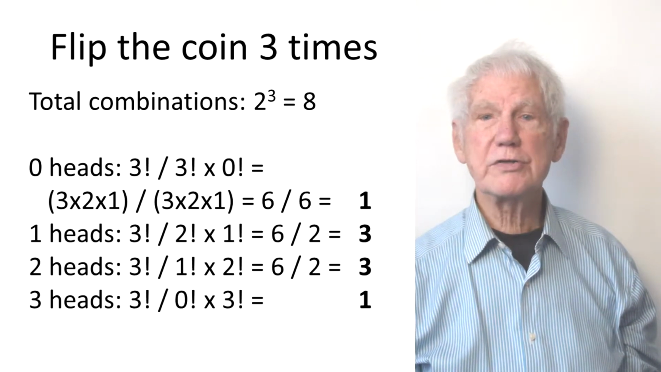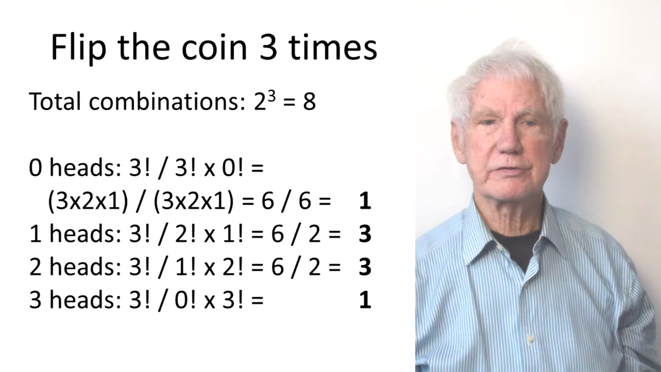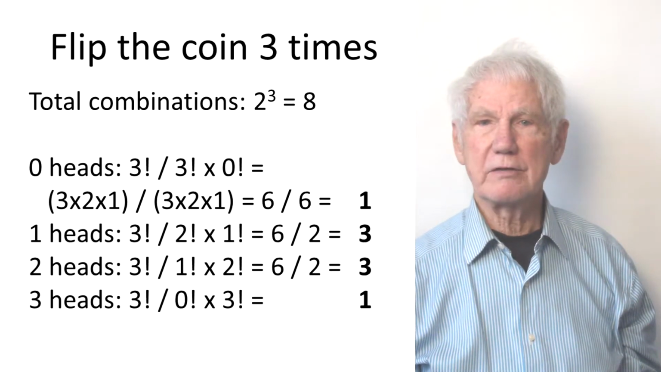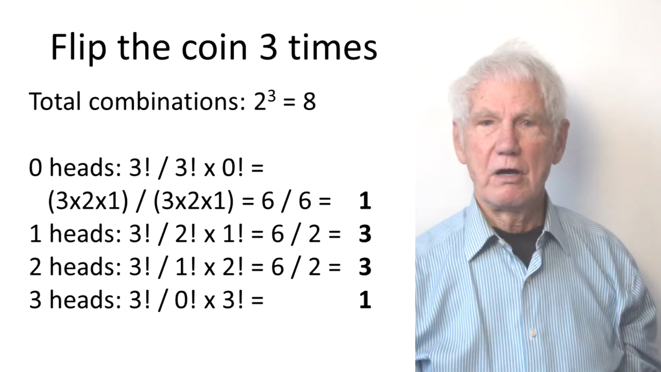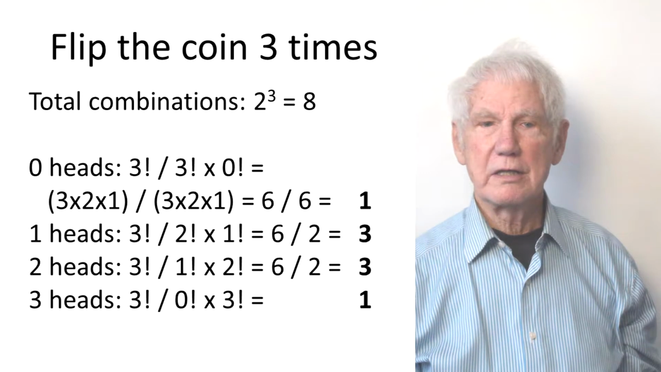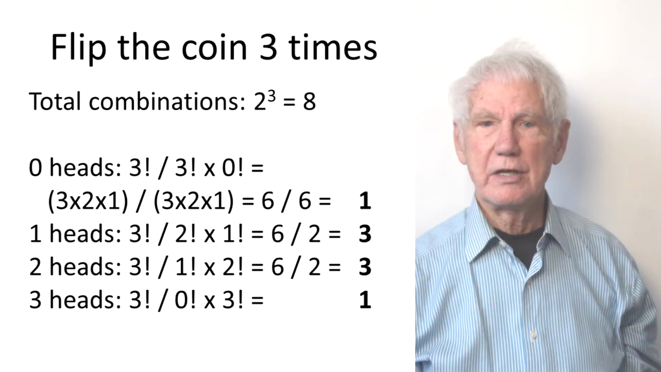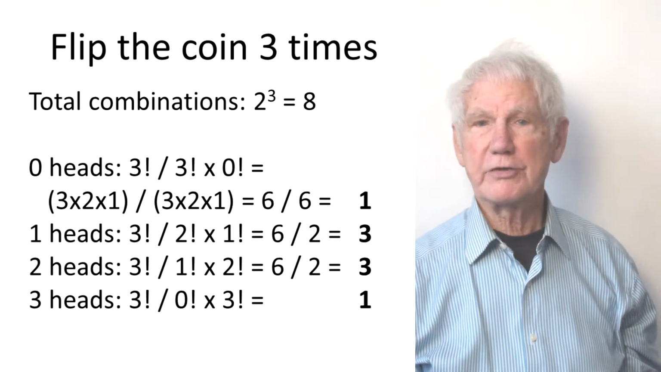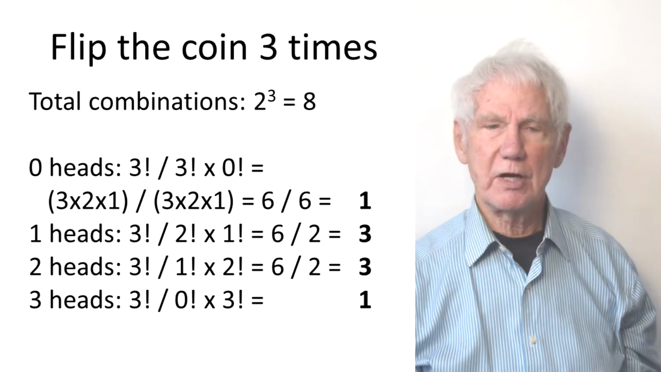1, 2, and 1, that makes 4. Flip the coin 3 times, you get 8 combinations. All tails will be 1 time in 8. 1/2 times 1/2 times 1/2. 1 tail and 2 heads will be 3 out of the 8. 2 tails and 1 head will be 3 times out of the 8. And all 3 heads will be 1 time out of 8. You add them up, that's everything.